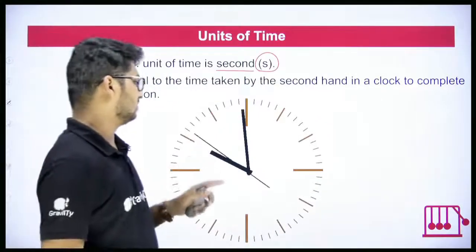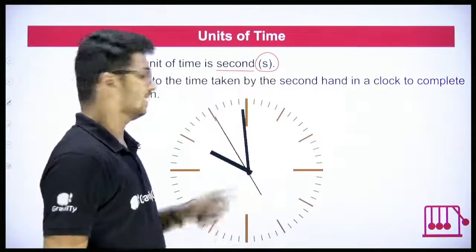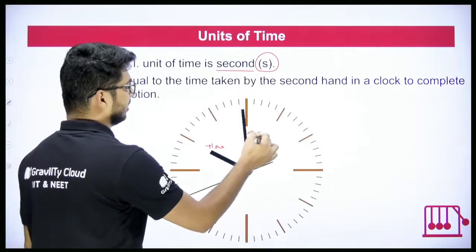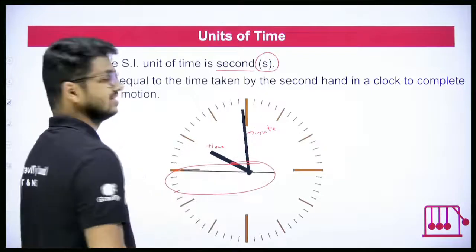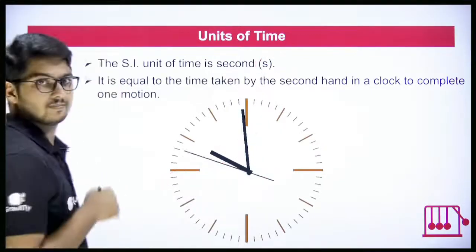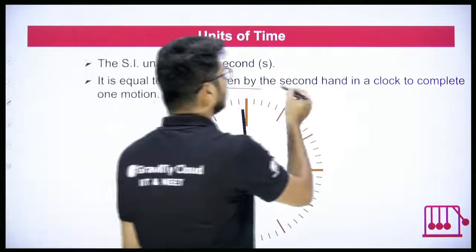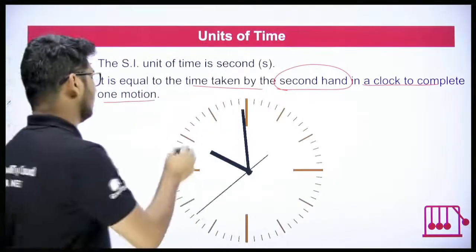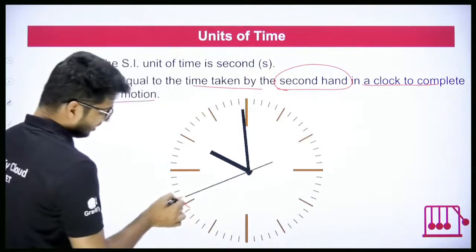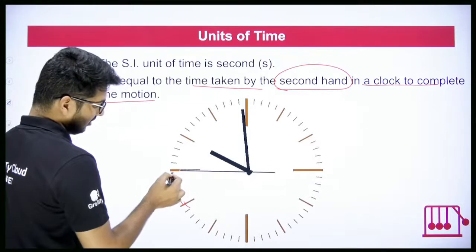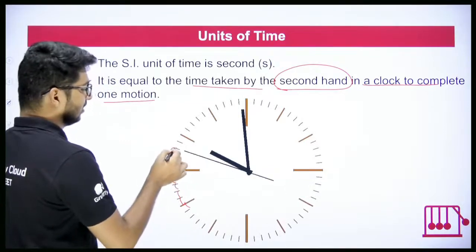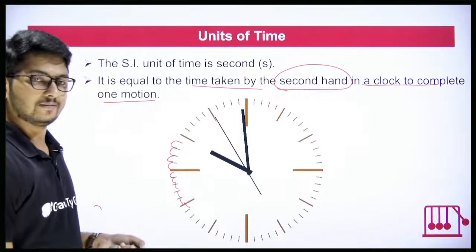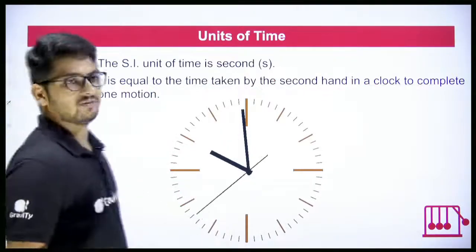If I use a watch or a clock, you have three different hands here. You have a minute hand, a second hand, and an hour hand. Yes or no? This is the hour hand, this is the minute hand, and this one that is moving here is the second hand. So 1 second can be defined as the time taken by the second hand in a clock to complete one motion. Here to here, 1 second, 1 second, 1 second. Every single motion of the second hand is how much? 1 second. Clear? So you can define 1 second in that way, yes or no?